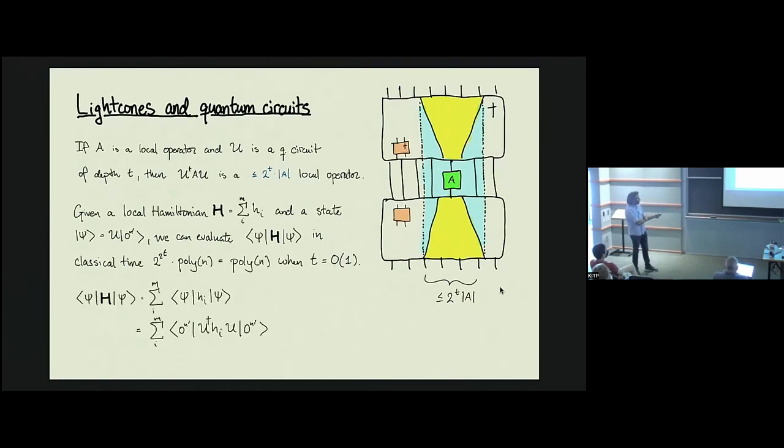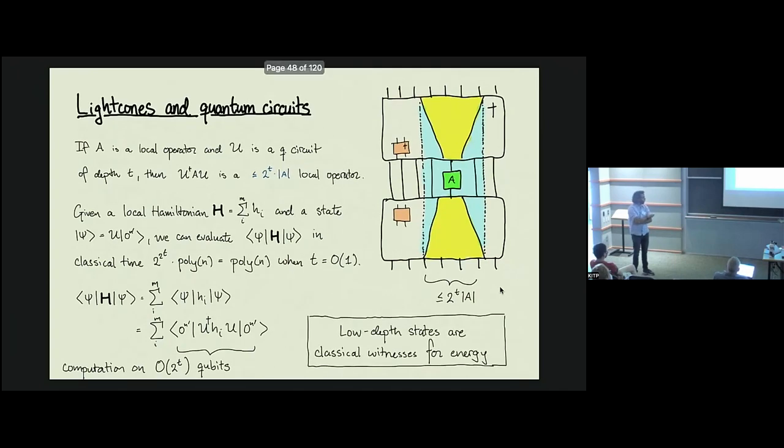The energy is just the linear combination of the local energies. But now I get this fact that psi is u times 0, right? So now I have u dagger h u. But this is a computation only on 2 to the t qubits. So I can brute force a computation on 2 to the t qubits in 2 to the 2 to the t time, which is exactly what I wrote here, and so I'm done with my proof. So my low depth states are classical witnesses for energy.